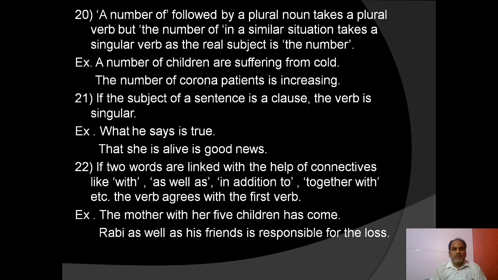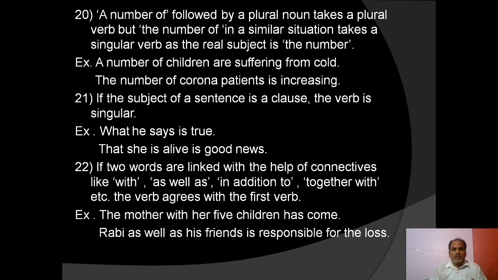Then let us discuss: if the subject of a sentence is a clause, the verb is always singular. What he says is true. What is the subject? What he says. So it carries a singular verb. That she is alive is good news. What is the subject? That she is alive. And it is a clause. So here the verb is singular, "is." If the subject of a sentence is a clause, the verb is always singular.